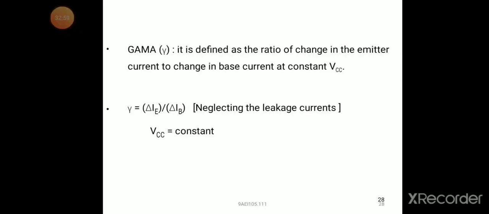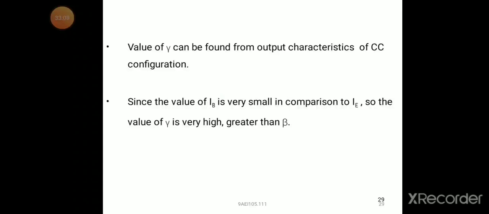The value of gamma can be found from the output characteristics of the common collector configuration. The value of IB is very small in comparison to IE, so the value of gamma is very high, greater than beta. Gamma value is very high compared to the beta value. So that's why common collector current amplification is very high.